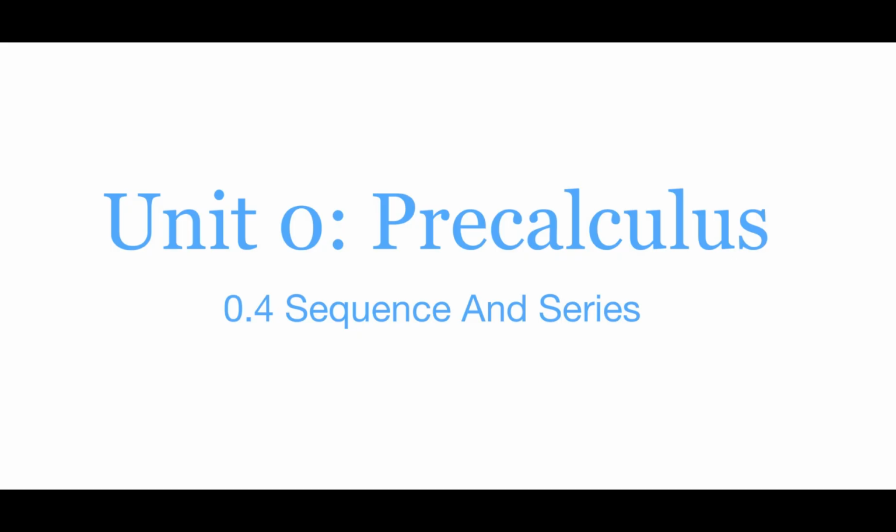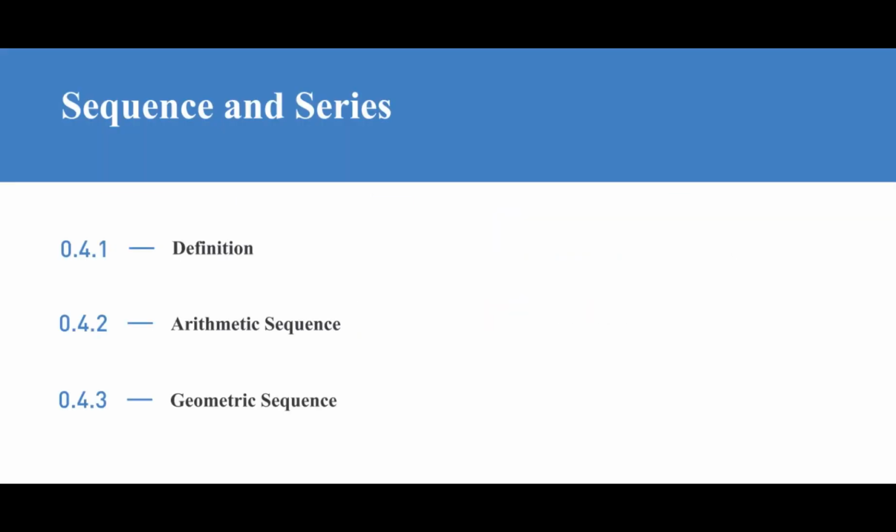0.4 Sequence and Series. For this part of the unit, we will cover three main ideas: definitions, arithmetic sequences, and geometric sequences.